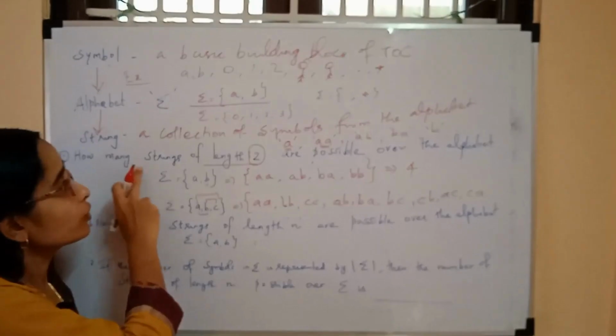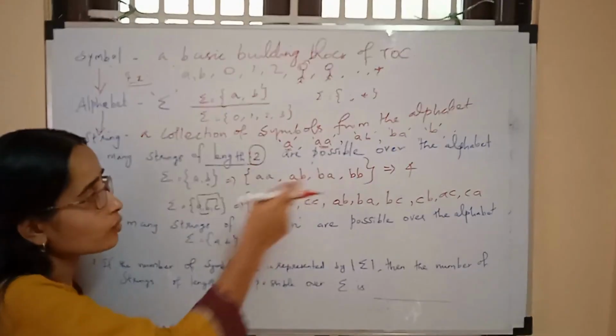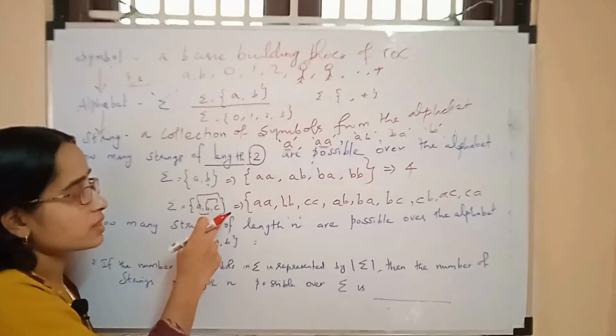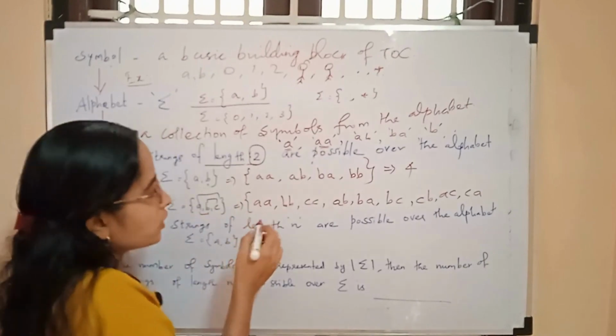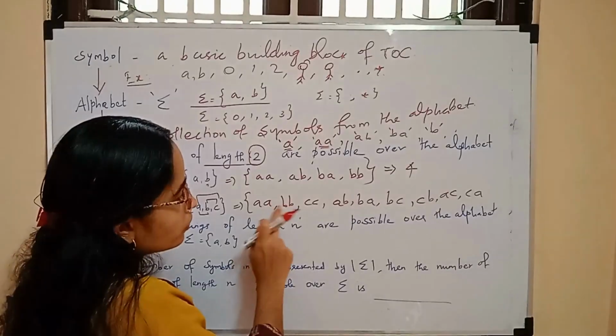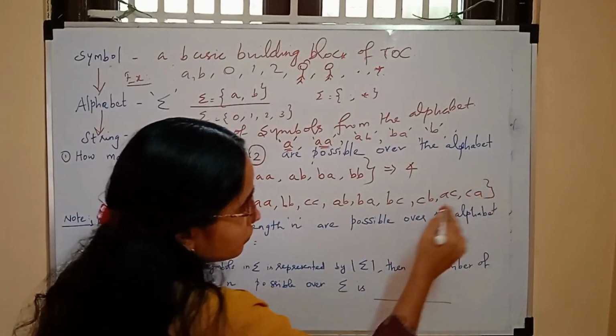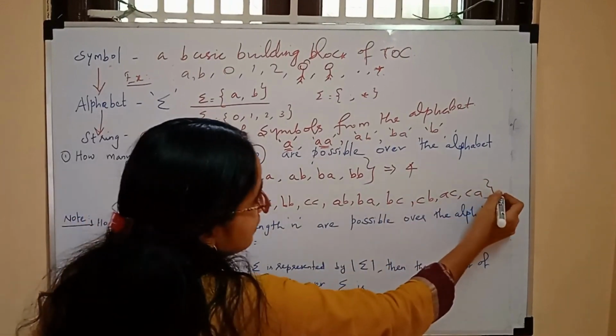They are asking for the count, that is, how many strings of length 2 are possible over the alphabet A comma B comma C. To count it, you cannot have any other element other than these. So you have 1, 2, 3, 4, 5, 6, 7, 8, 9. So the answer is 9.